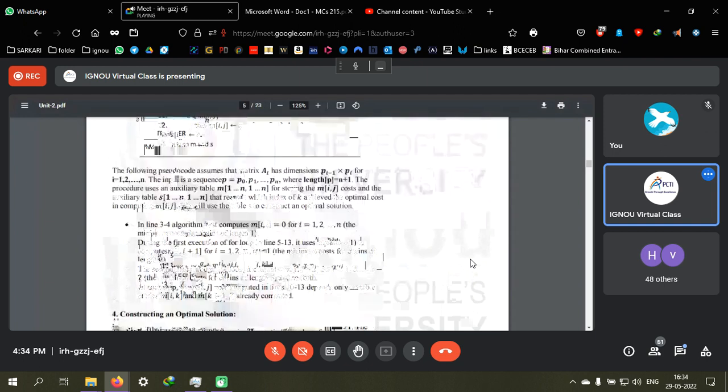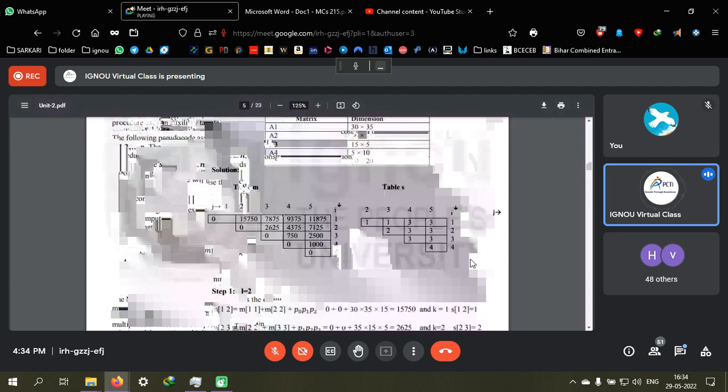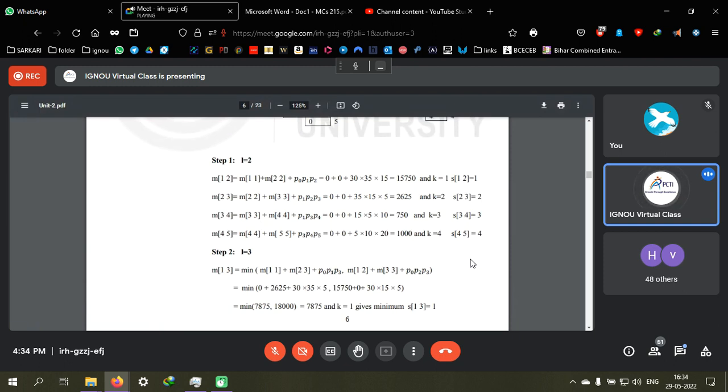For that case, you have to find the minimum value. Here there is no difference between the values i and j. There is only one difference: 5 minus 4 is 1, 4 minus 3 is 1, but here 3 minus 1 is 2. That means you will get two values, and then you have to take the minimum value from those two values.